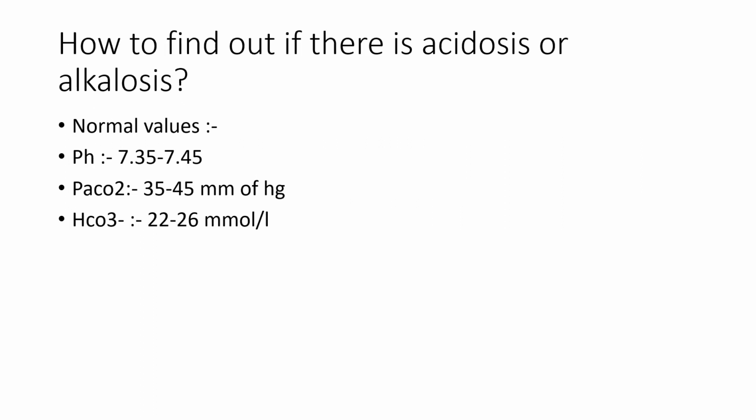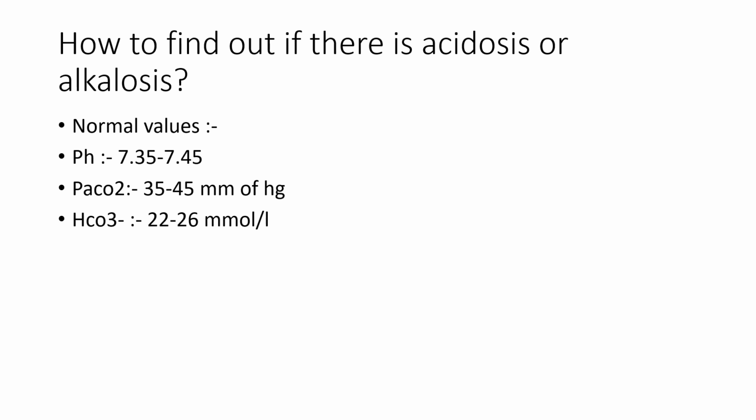Guys, just don't worry about the question. Please focus on this slide. Please learn the normal values of the pH, PaCO2, and the bicarbonate levels. pH lies between 7.35 to 7.45. PaCO2 lies between 35 to 45 mm of Hg, and HCO3 lies between 22 to 26 mmol per liter.